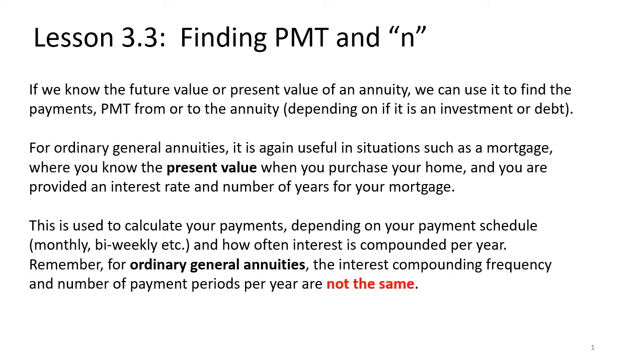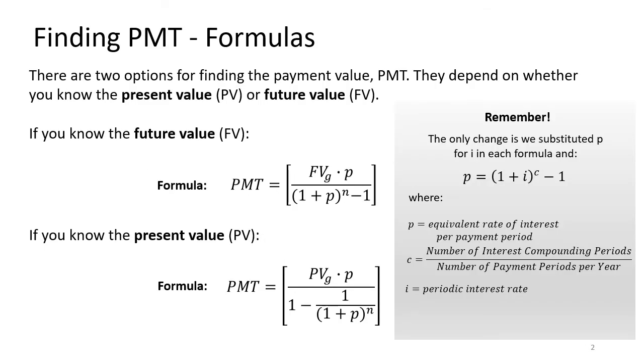So just remember, in an ordinary general annuity, the interest compounding frequency and the number of payment periods per year, those two values are not the same. For finding payment, these formulas look very similar to what we did in Unit 2, and that's because they're exactly the same formula with one exception. Everywhere that the periodic interest rate I was, it is replaced by this equivalent interest rate, P.